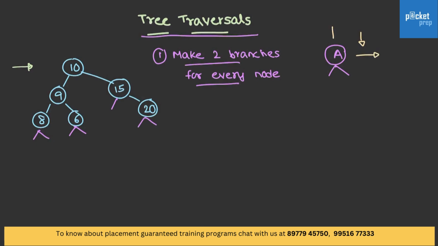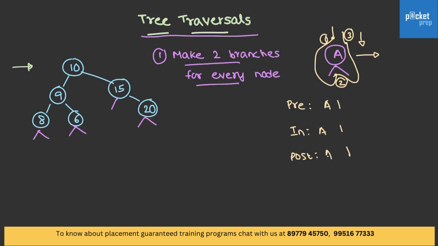In this mechanism, when I first visit A, I'll include it in pre-order traversal, and when I visit it the second time over here, I'll include it in in-order traversal. Similarly, when I finally see A and I'm leaving this node for the third time, I'll include it in post-order traversal. This is an easy approach in which you can build pre, in and post-order traversals easily.